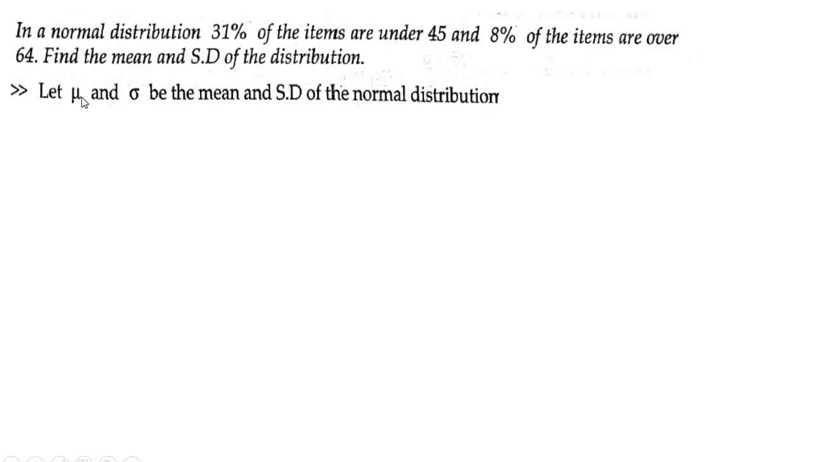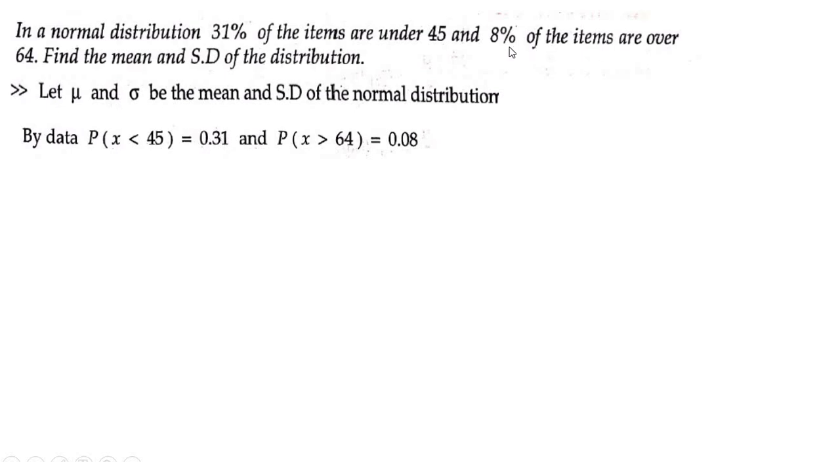So first of all, let mu and sigma be the mean and standard deviation of the normal distribution. So I have to find what is mu and sigma. So let us write whatever is given in the question. In a normal distribution, 31% of the items are under 45, which means P of x less than 45 is equal to 31%. So 31%, how do you calculate? 31 divided by 100, which is equal to 0.31.